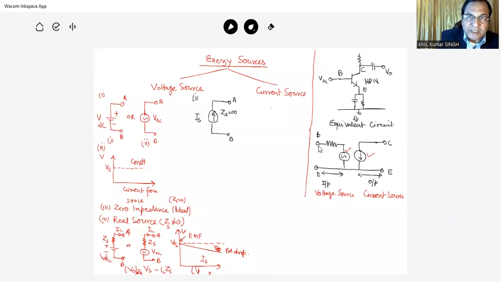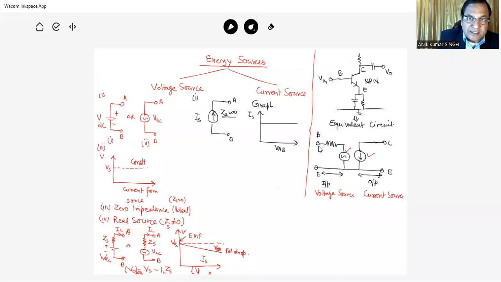So what is the graph? The graph can be drawn with terminal voltage VAB and the current IS. The IS current is there, so this current is fixed. So this part is the current source with ZS infinite, and in this case the current is constant.